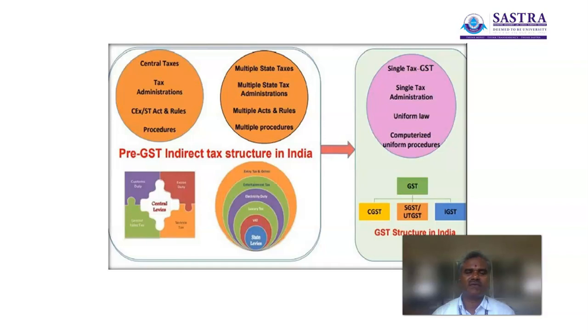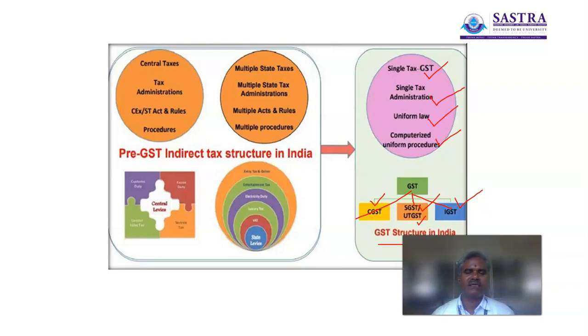Okay, this is the tax structure, because I already told you: single tax system, single administration, uniform law, computerized uniform procedures. They are not manual. But in GST we have 3 taxes, as I already told you. One is CGST, another is SGST, then IGST. This is the GST structure in India. We charge CGST, SGST or IGST, okay.